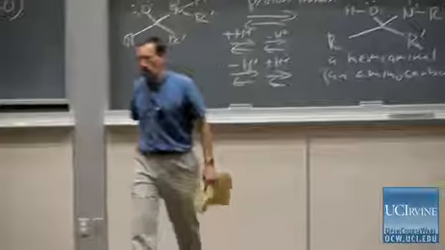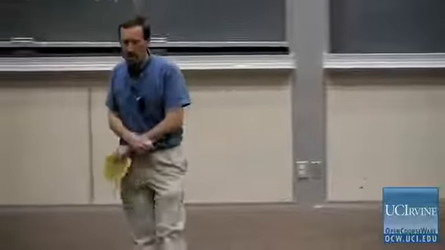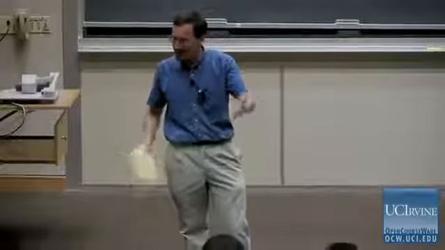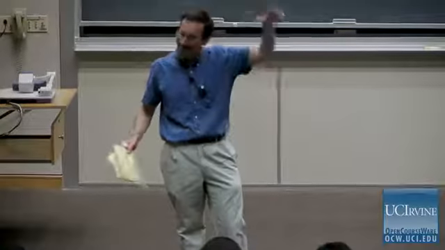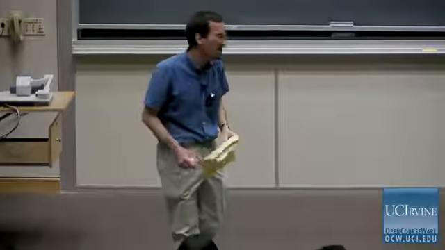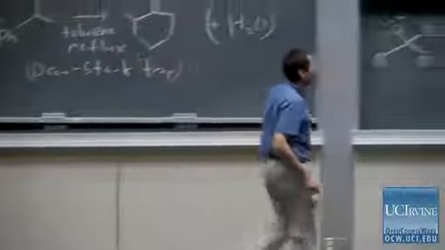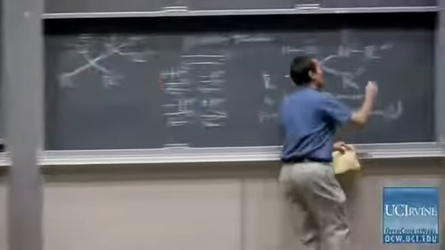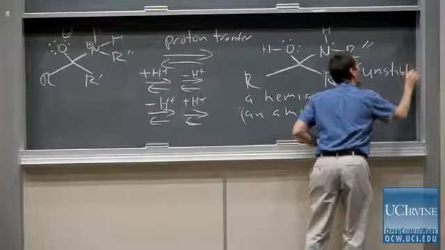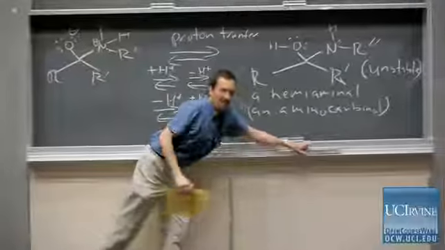Carbinol is a very old term for alcohol. So aminocarbinol is a fancy way of saying an amino alcohol, which is a fancy way of saying a molecule that has an amino group and an alcohol group that happen to be attached to the same carbon. Anyway, in general, this is not a stable intermediate, so I'm going to write in parenthesis unstable. In other words, it's going to break down, and that's going to be the remaining part of our mechanism.